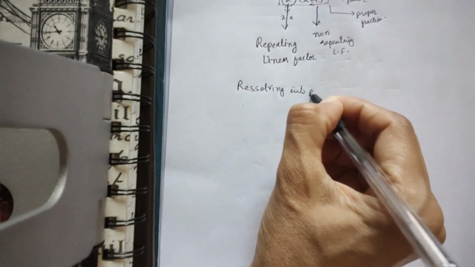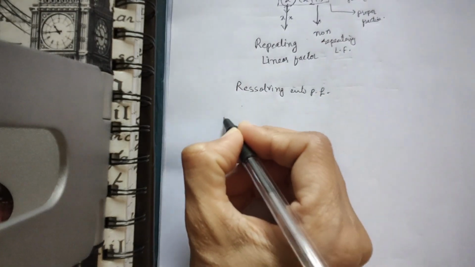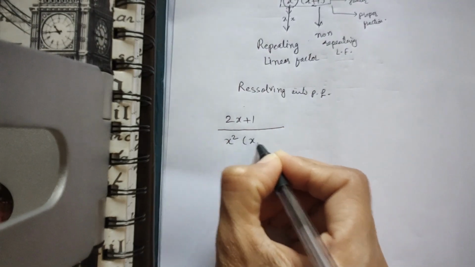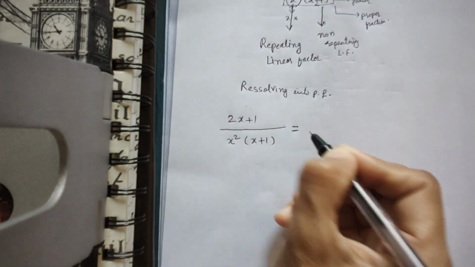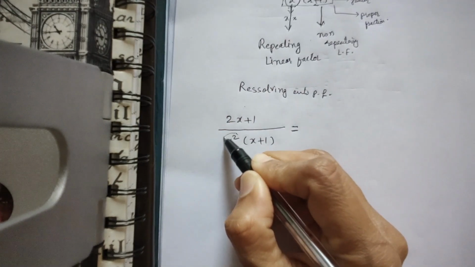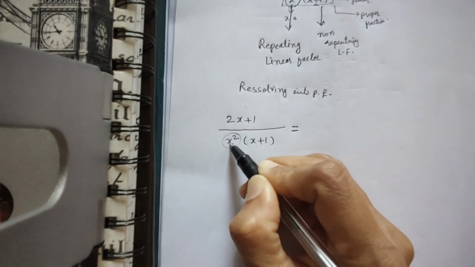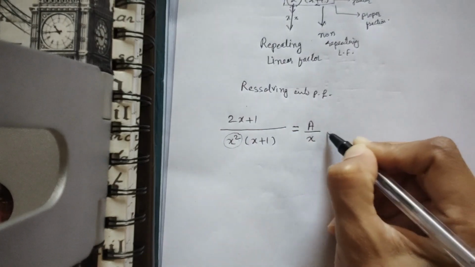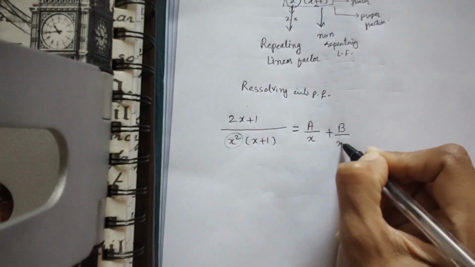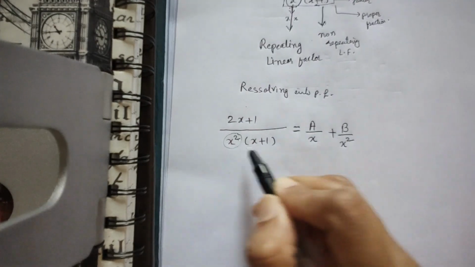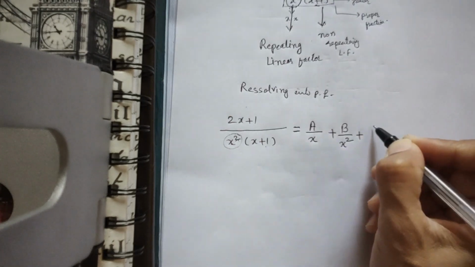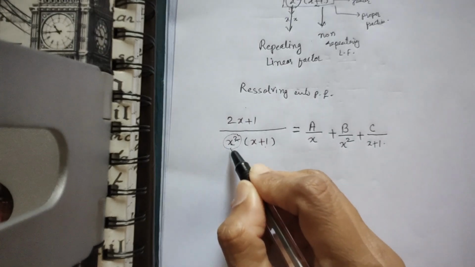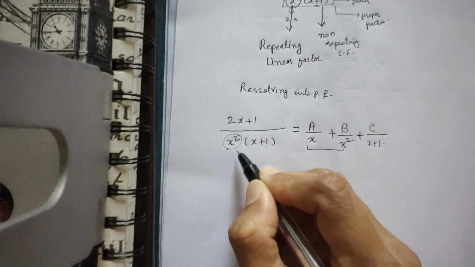Resolving into partial fractions, what will I get? I'll get (2x + 1) upon x square into (x + 1) equal to, now as per the rule I need to find two constants because it's x square. So A upon x plus B upon x square. Now I stop here, 2 constants, 2 power. Plus this third one is non-repeating, C upon (x + 1). So these are the partial fractions of this term.